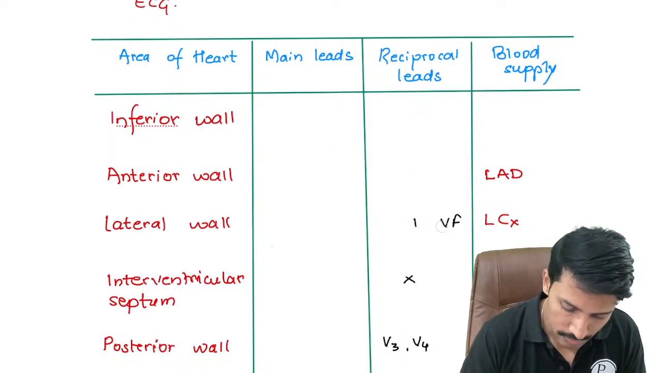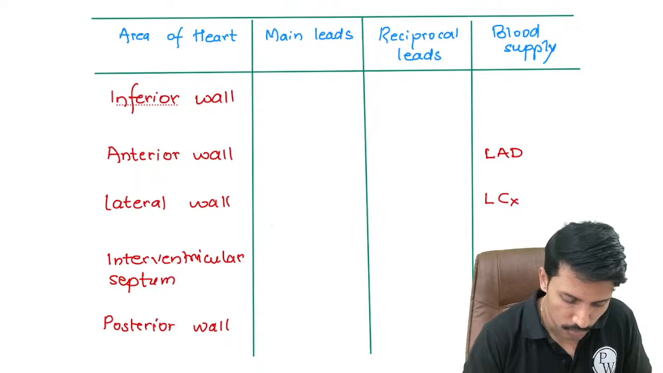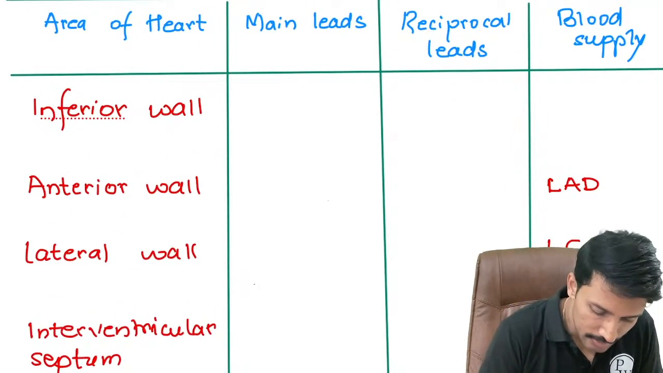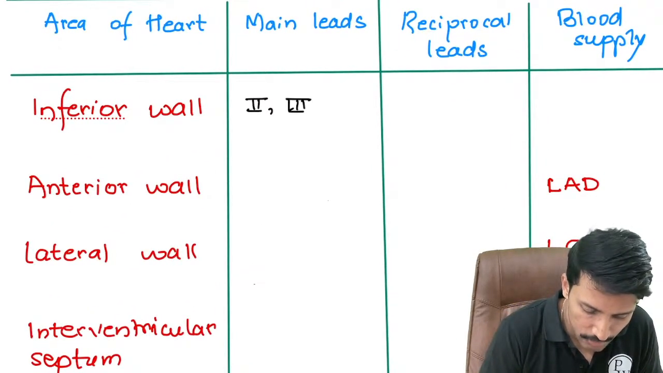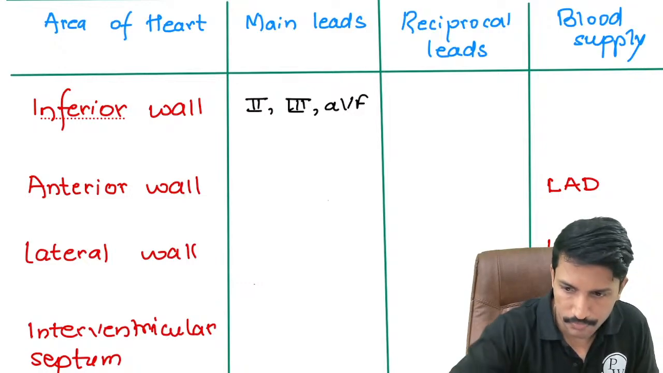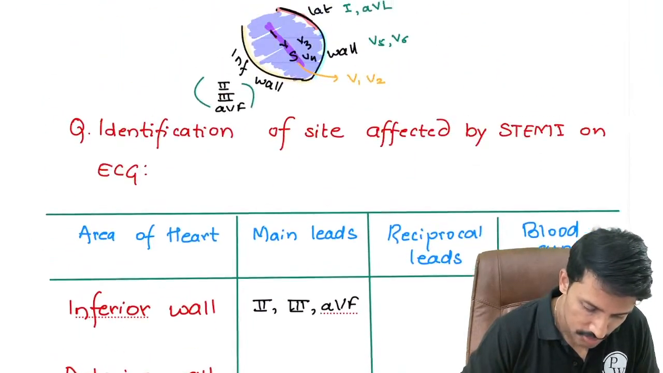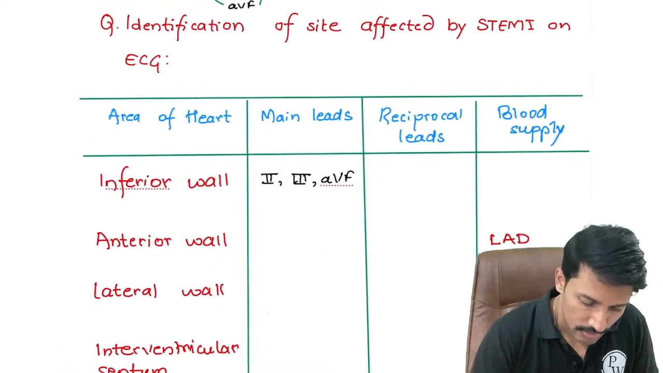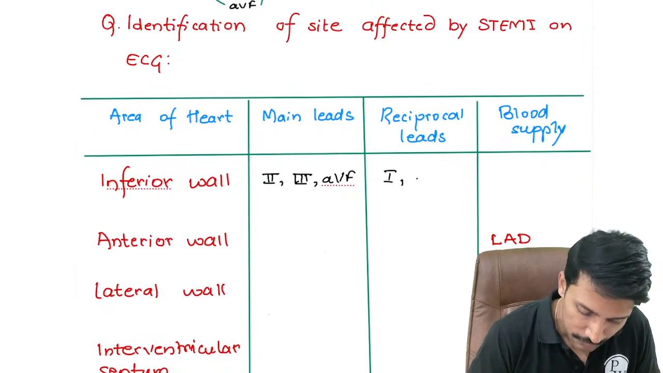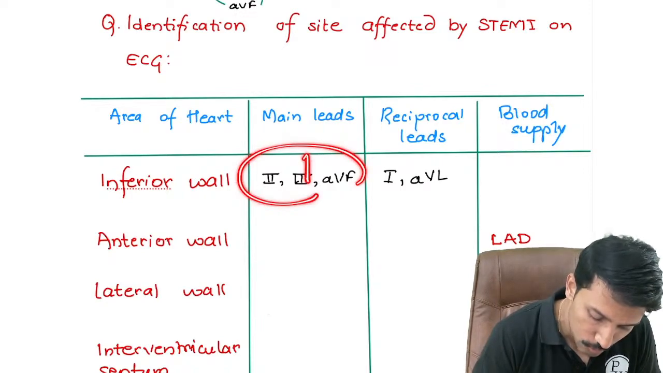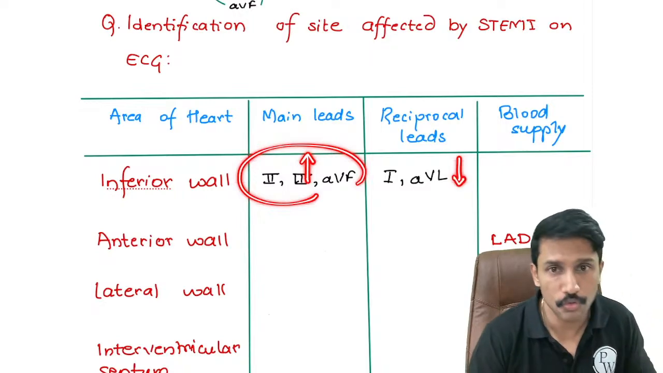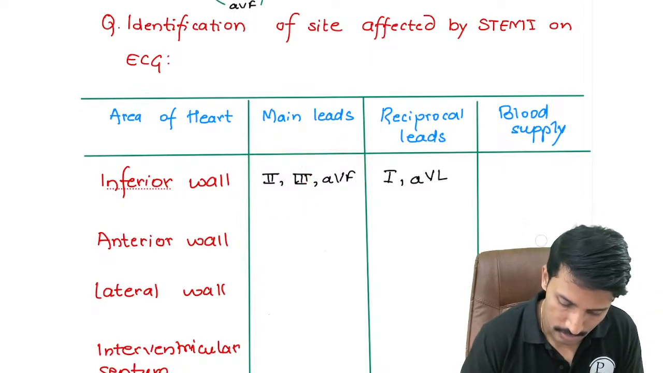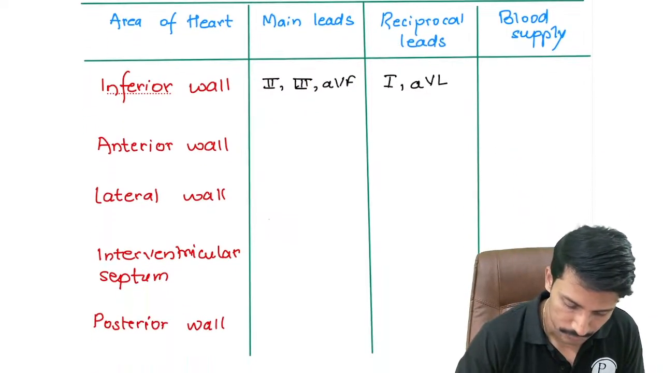Okay. So what are the main leads for a particular wall? For inferior wall, it is 2, 3 and AVF. And as we just saw, 2, 3, AVF and 1, AVL are reciprocal to each other. So 1, AVL will be the reciprocal leads for the inferior wall. That means if I have inferior wall MI, these main leads should show ST elevation and 1, AVL should show ST depression.